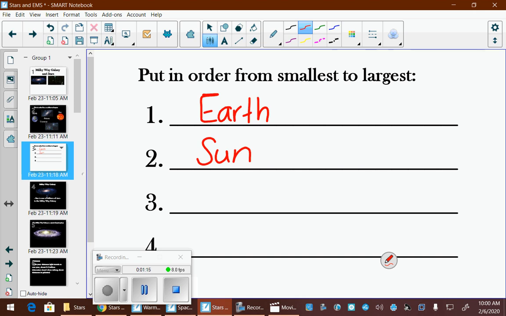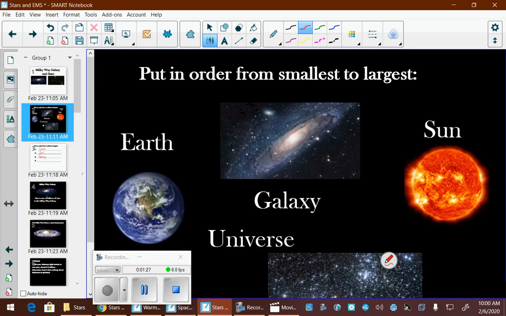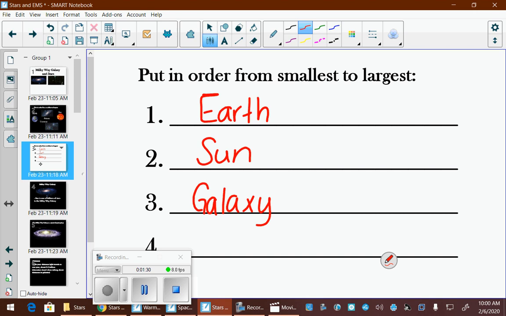larger than the planets. And then after that, we have a galaxy. So a galaxy is a collection of stars and solar systems that would be one unit larger than the sun. And then the last thing would be the universe, because that includes everything and all galaxies. So when you rank in your list, Earth smallest, then sun, then galaxy, then universe, in ranking the size of things.